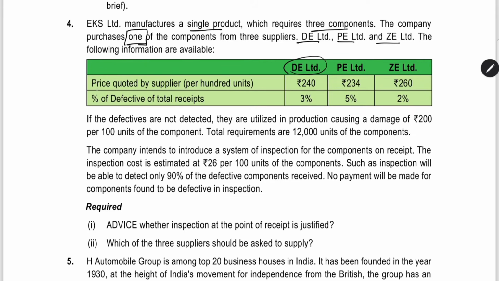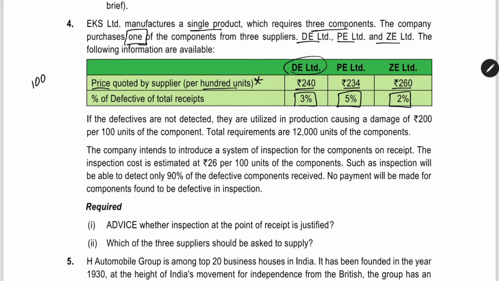Every supplier, what is the price they are charging? That is given here for 100 units. This is very important, we have to note this: 240, 234, 260. And then the percentage of defective of total receipt. If you get 100 units from DE Limited, you will get 3% defective, 3 units defective. If you purchase from PE Limited, 5 units you get defective. In ZE Limited, you will get 2 units defective.